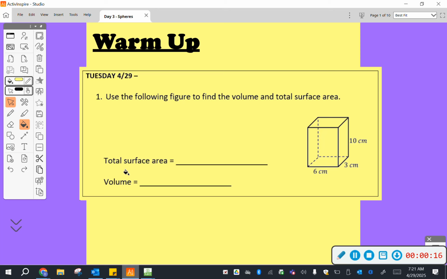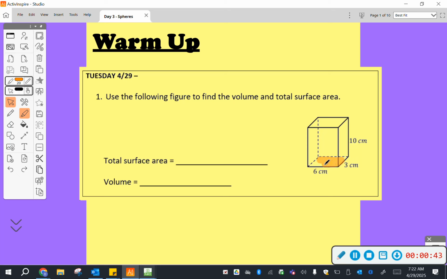Now, some things about it. It does not tell you the base. So for rectangular prisms, you could choose any of the bases you wanted. A lot of times what y'all do is choose the bottom as the base. Did y'all choose the bottom or the side? It doesn't matter. I chose the bottom and the top. The bottom and the top are your bases.